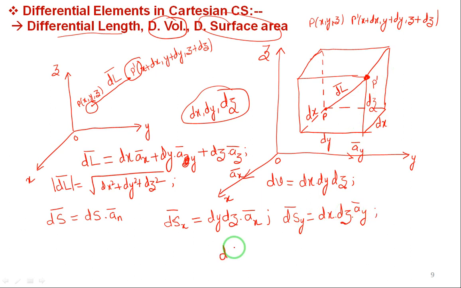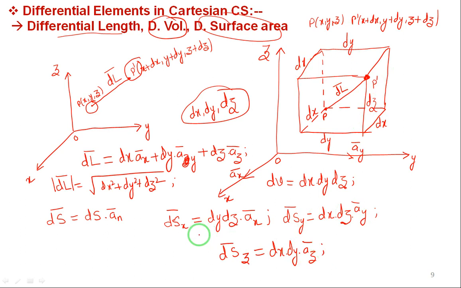Next, I want differential surface area along z direction, means the top surface. Observe here, this is the top surface. On this side, this is dx. This side it is dy. So these are the two sides. So multiply two sides, dx into dy into az. Is it fine?